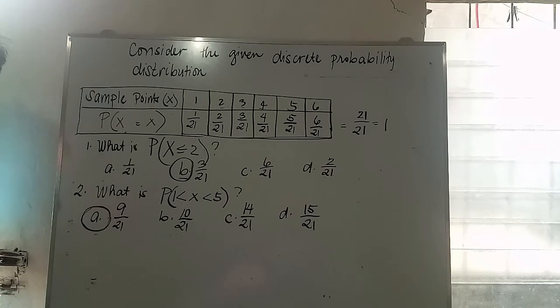Again, if we talk about probability, your answer should be greater than or equal to 0 but less than or equal to 1 if we talk about numbers or decimals or fractions. But if we talk about percentage, your answer could either be 0% to 100%.